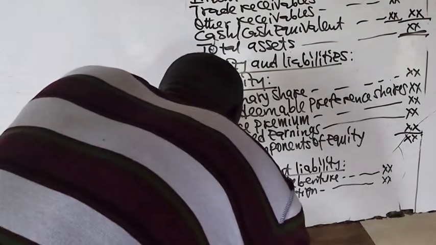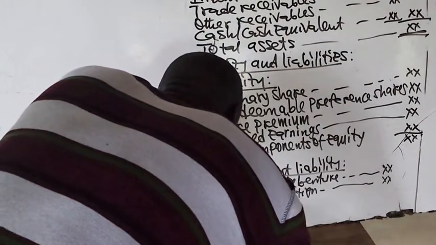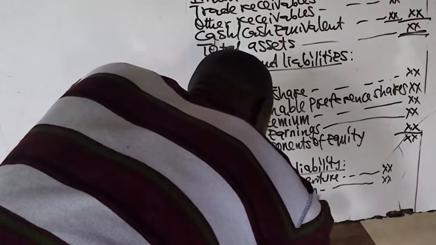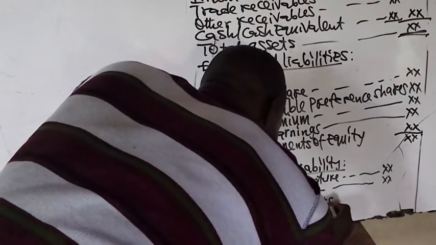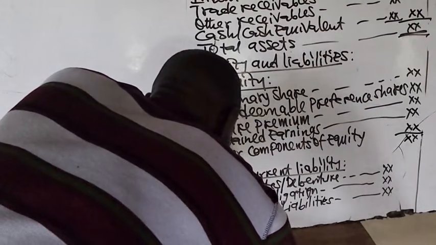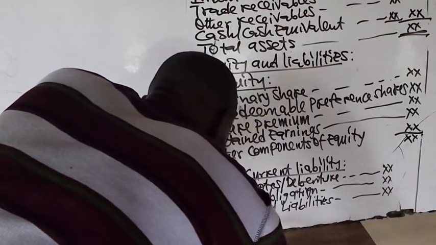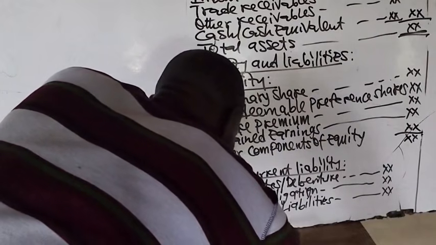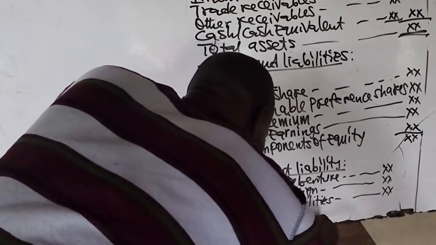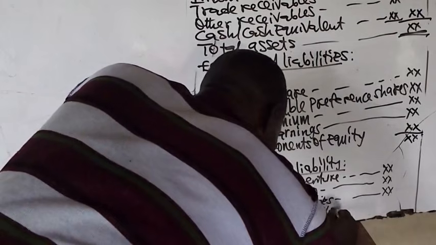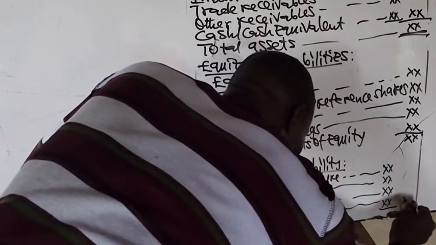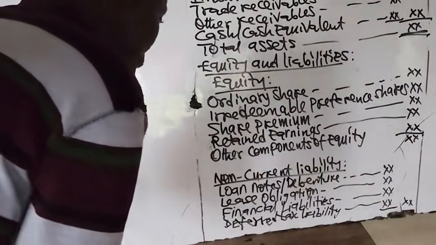So you have financial liabilities. Those liabilities that will not be settled within 12 months, you have them here as part of our non-current liabilities, the financial liabilities. Then you have deferred tax liabilities. Deferred tax liability, you have it here. So you sum up your non-current liabilities, you have this as the total of our non-current liabilities.